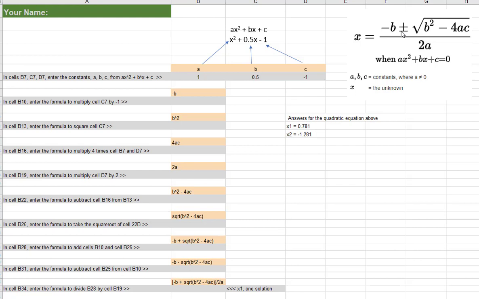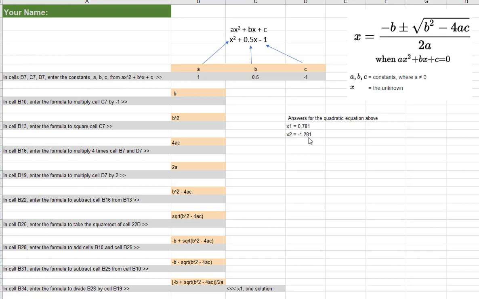As an example, I want you to solve this quadratic equation where the constant a is simply 1. There's a 1 in front of the x squared. B, the constant in front of the x, is 0.5. And C, the constant without an x term, is -1. I've entered them here in these cells. The answers you should get once you go through this: one x answer is 0.781, and the other x answer is -1.281.